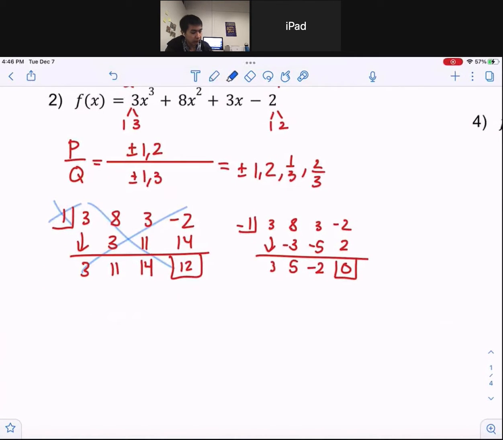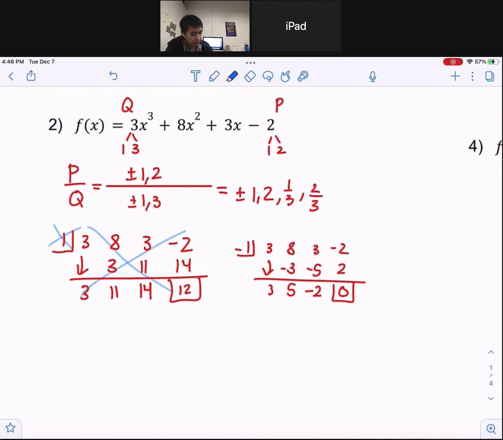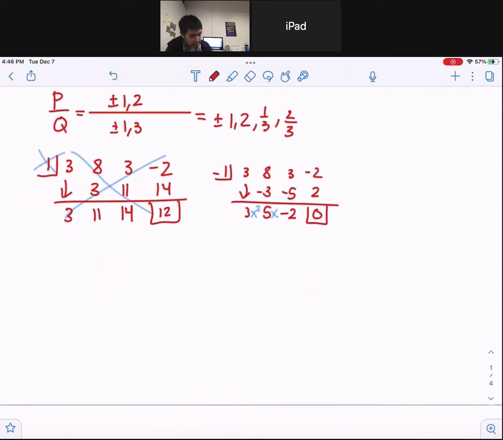Now remember, every time you're successful, the degree of this polynomial goes down by one. So since that starts with x to the third, this is going to be x to the second, and this will be x. So let's factor this.